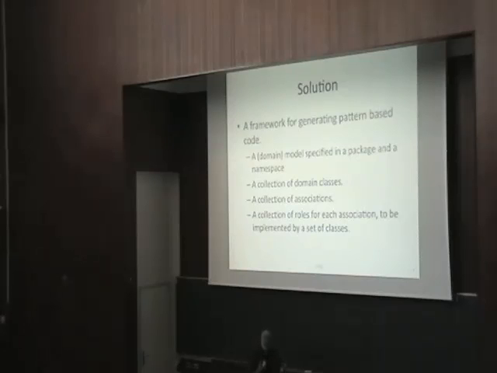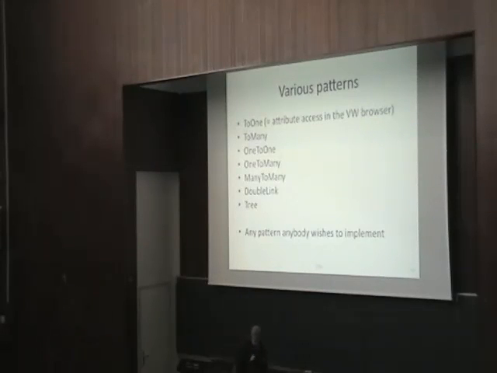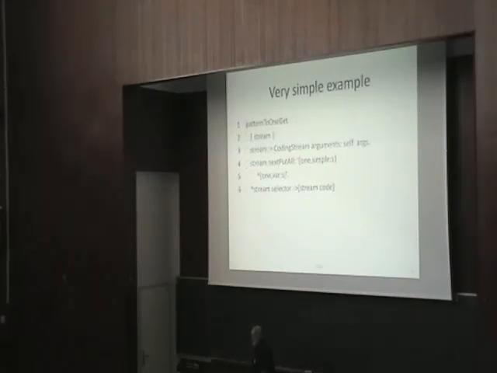And I say, okay, in this association, this role has to be implemented by that class, and this role has to be implemented by that class. The analysis is that once I model the association as one thing, well, that's the way they communicate. I have a number of patterns currently. I'm developing more. To one, it is actually the access attribute in the VisualWorks browser.